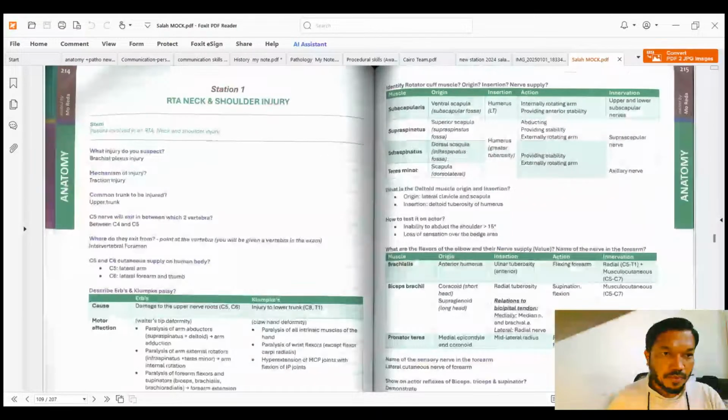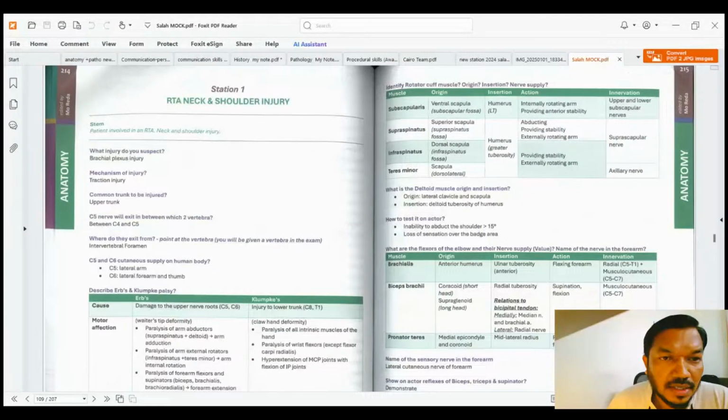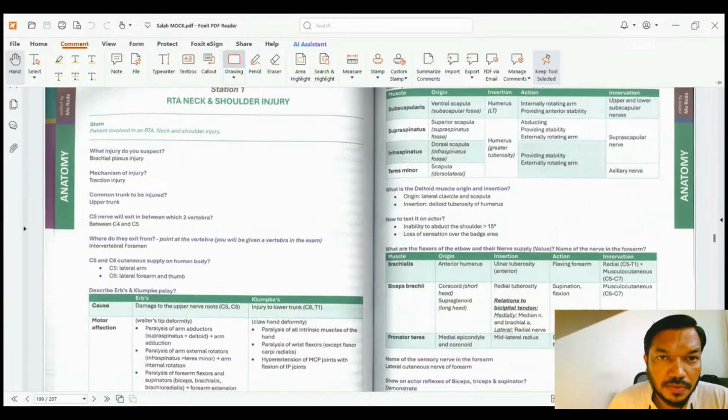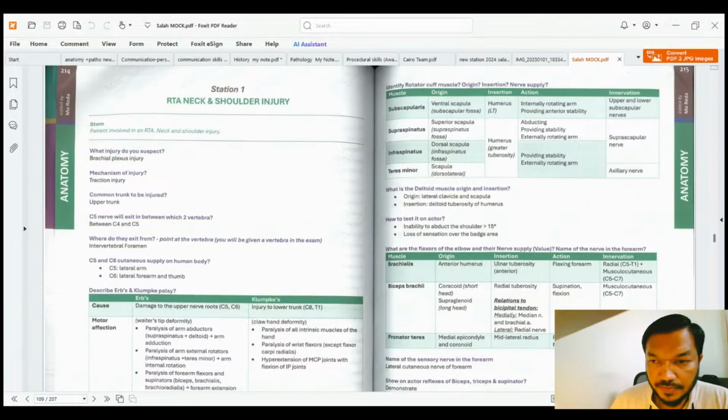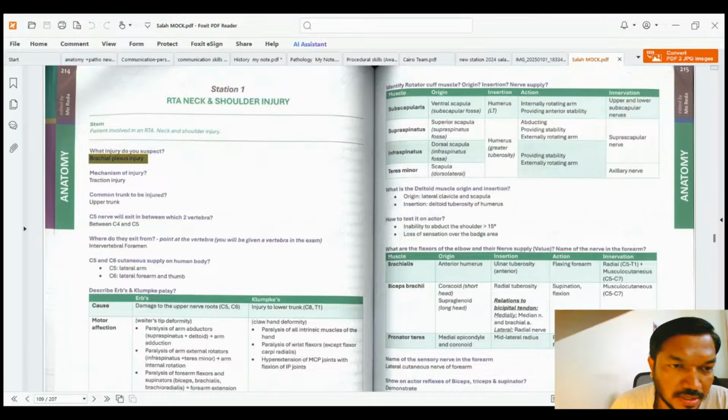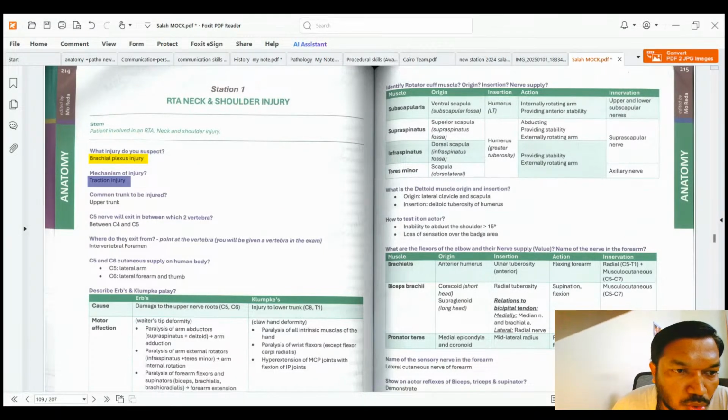Patient involved in road traffic injury. So this is the stem. What injury do you suspect? This is brachial plexus injury. The mechanism of injury is traction injury. The common trunk to be injured is the upper trunk.